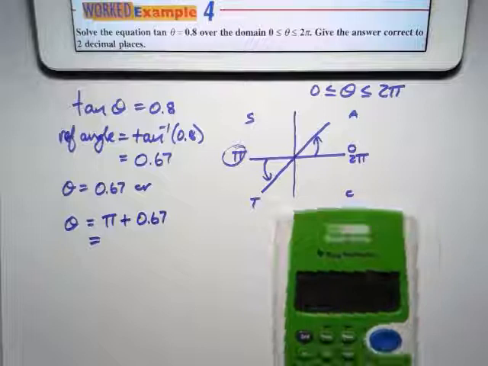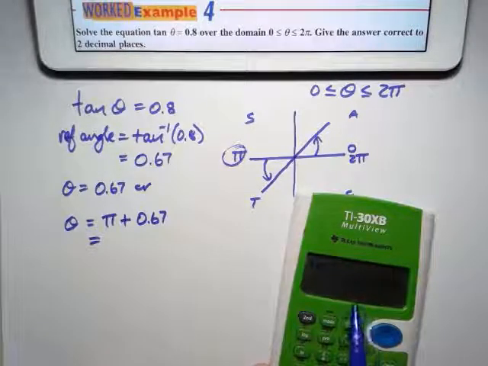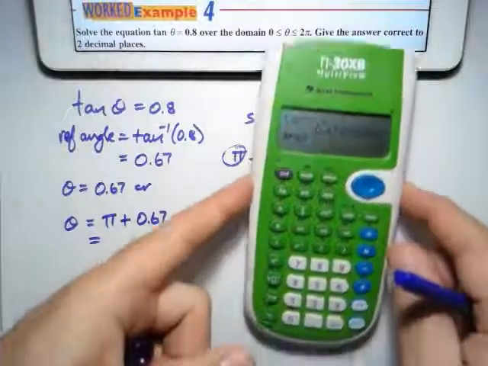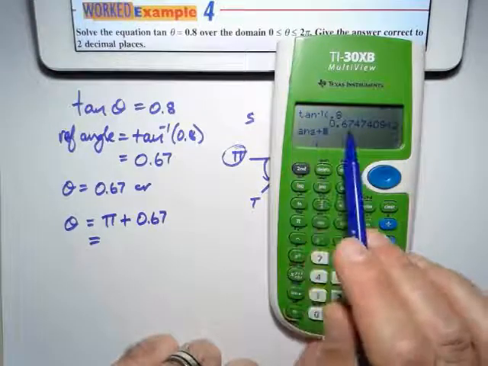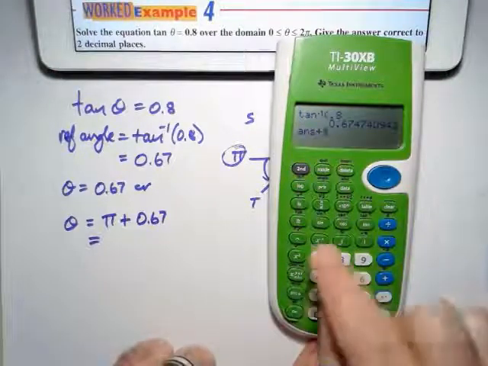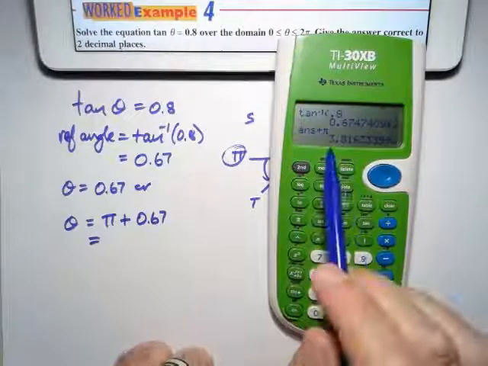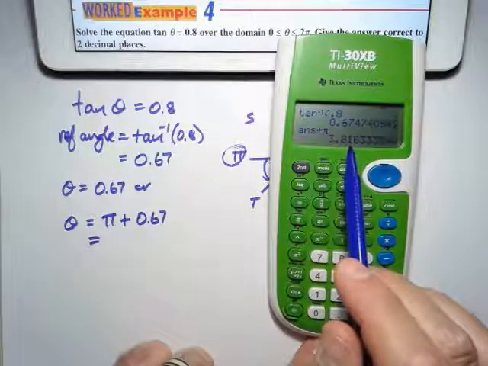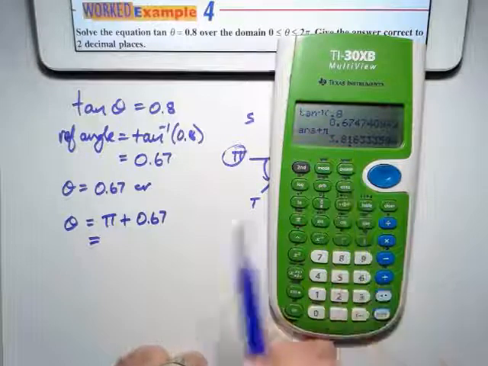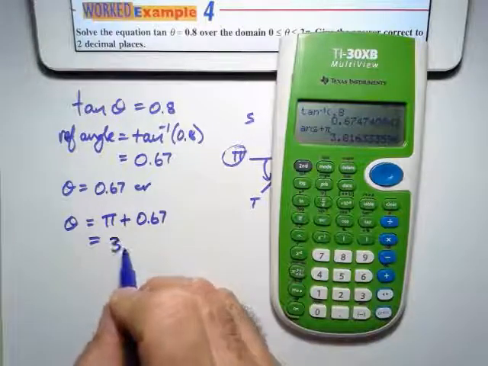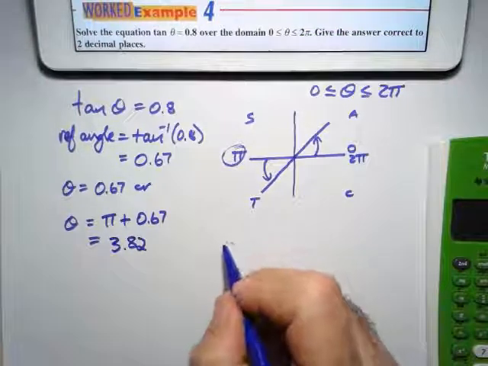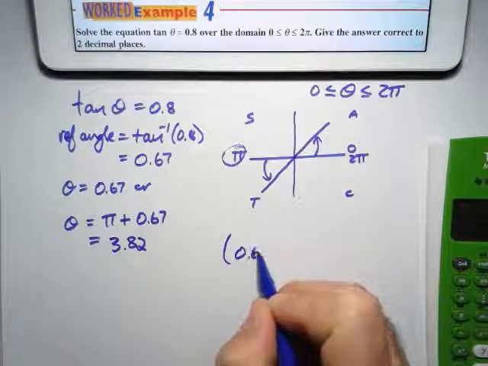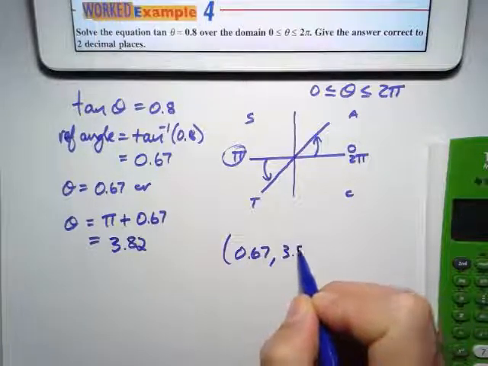Okay, I'm going to go to my calculator. I already have 0.67 there, so I'm going to say that's 0.67 plus pi, enter, and the answer is 3.816. So that 6 is going to make this a 2, so the answer is going to be 3.82. So I have 2 answers for theta. Theta's answer is 0.67 and 3.82.